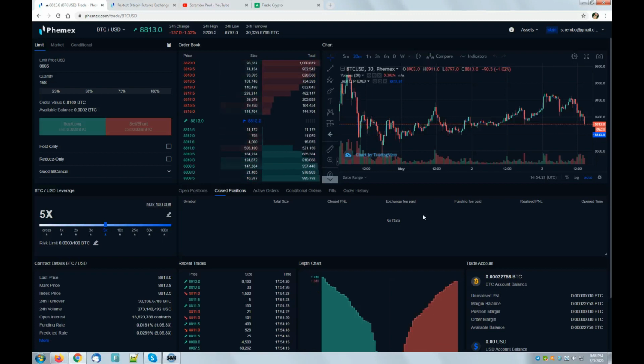Now let's just go ahead and do our first trade, guys, and share with you how it works. I'm going to start a limit one because that is a lot cheaper compared to the market.